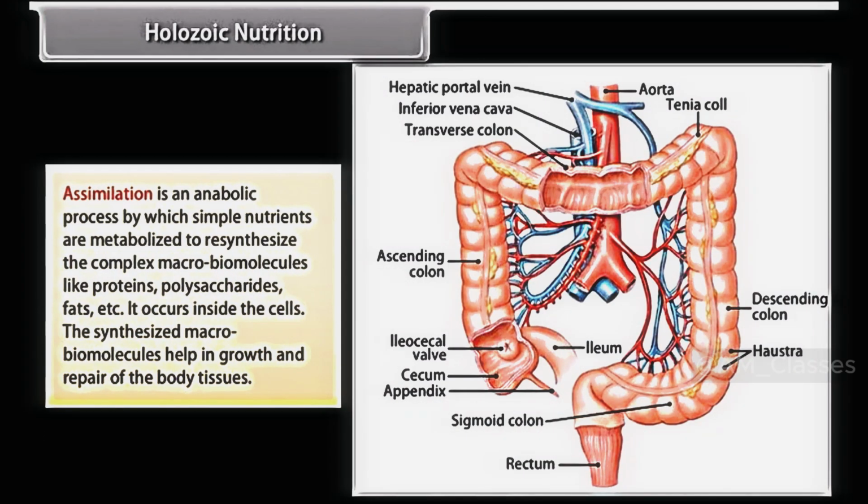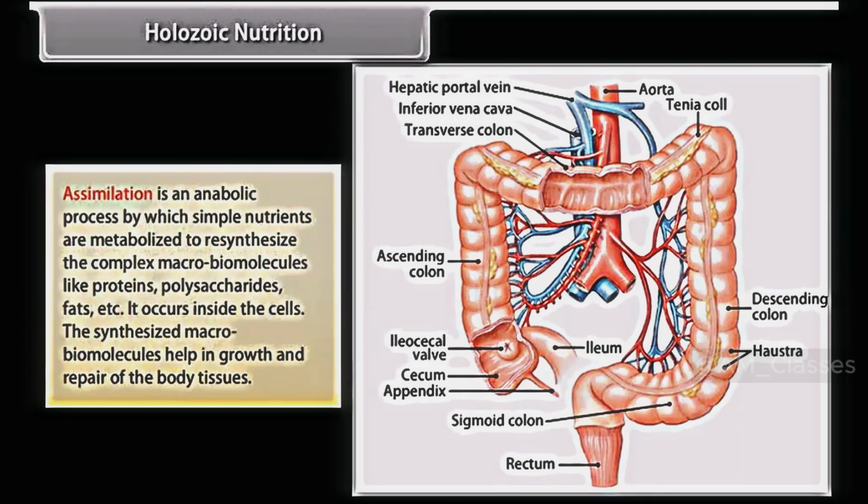Assimilation is an anabolic process by which simple nutrients are metabolized to resynthesize the complex macrobiomolecules like proteins, polysaccharides, fats, etc. It occurs inside the cells. The synthesized macrobiomolecules help in growth and repair of the body tissues.